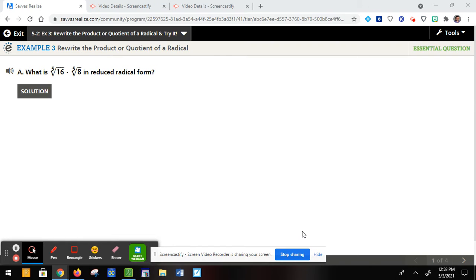All right, so let's look at some rewriting products or quotients of a radical. In this case, you have the same index but different radicands. So we can't simply just, well, I guess you can simply multiply them. You can add them together, but whatever. We're going to multiply these.